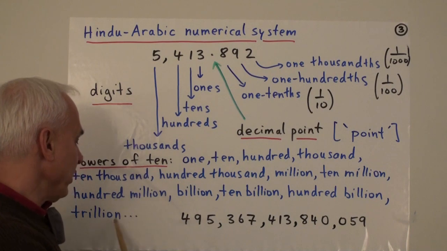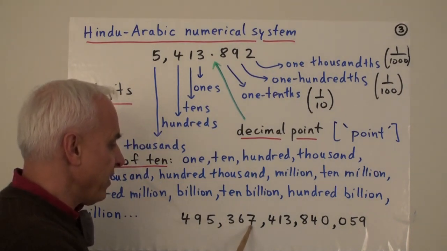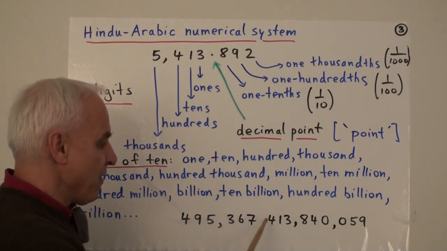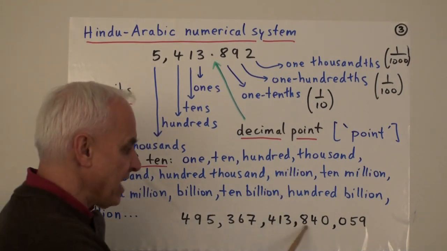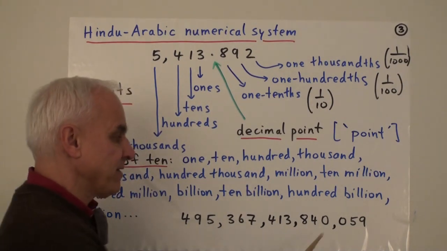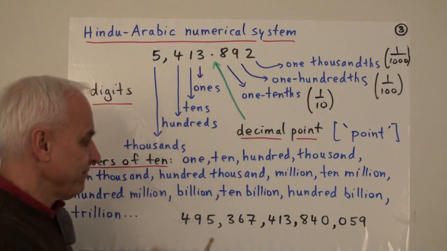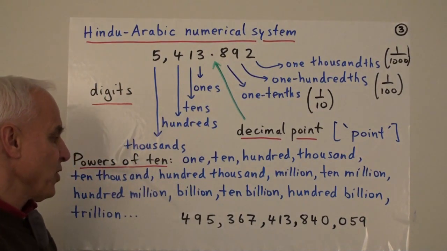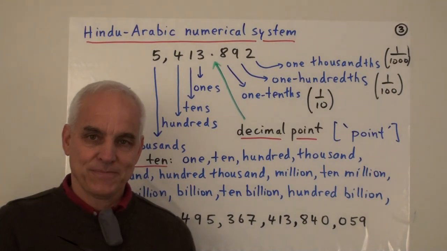495 trillion, 367 billion, 413 million, 840,000, and 59. That's how we would read this in Hindu-Arabic system in English.